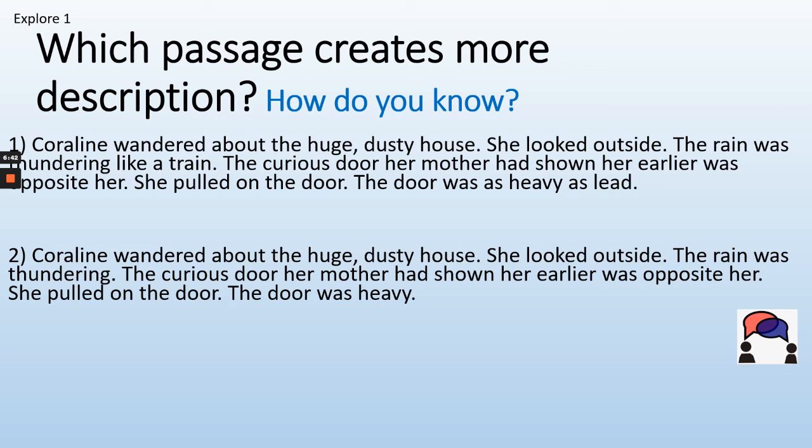Or, Coraline wandered about the huge dusty house. She looked outside. The rain was thundering. The curious door her mother had shown her earlier was opposite her. She pulled on the door. The door was heavy. Pause the video and have a think. Which passage creates more description?